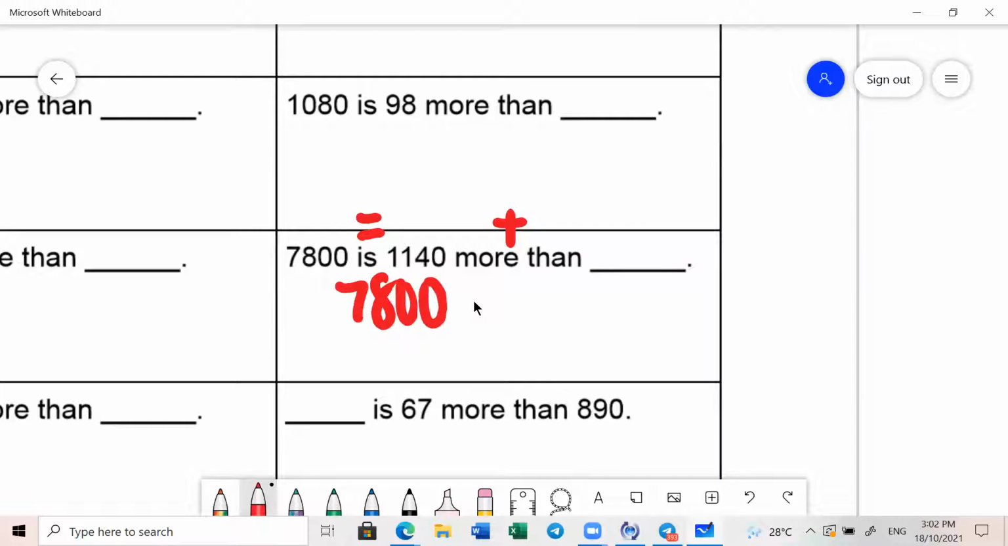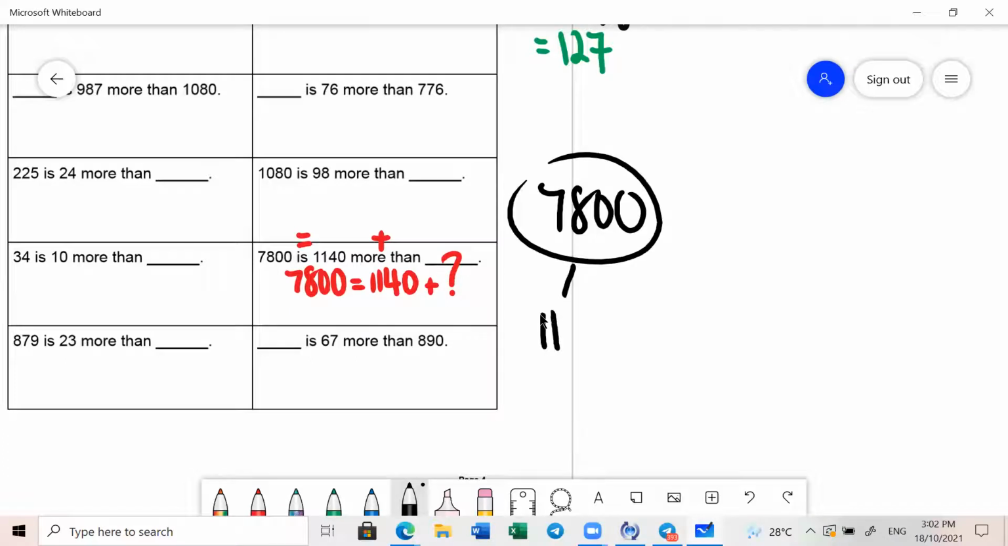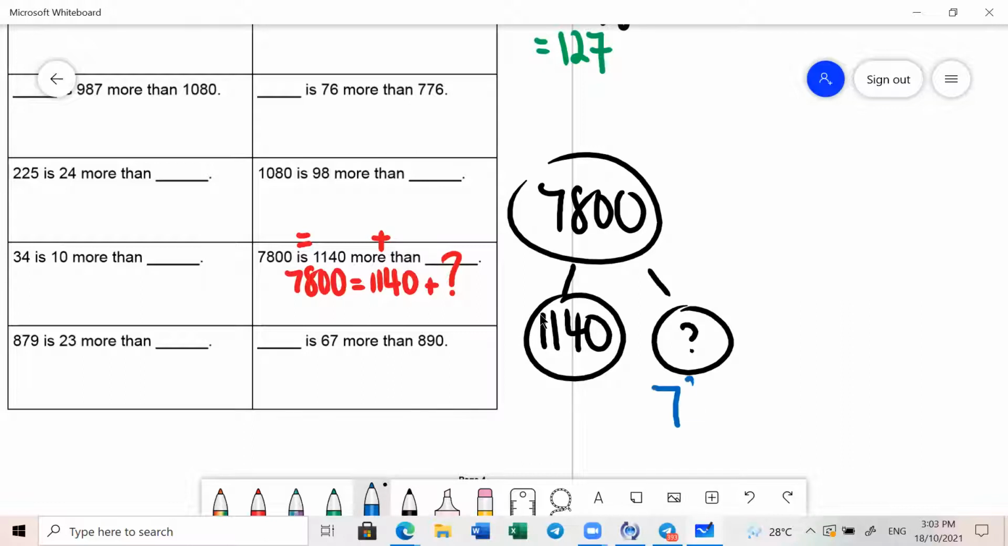So 7800 is equals to 1140 plus a question mark. In order for me to find a question mark, I can draw a number bond. For now, maybe you want to draw a number bond, but in the future you will be so used to doing it, you will know that it's minus. In order for me to find a question mark, I simply have to do 7800 minus 1140.